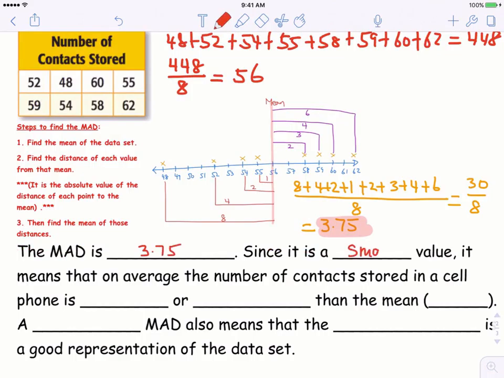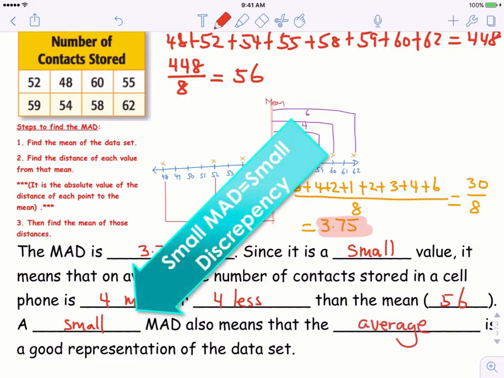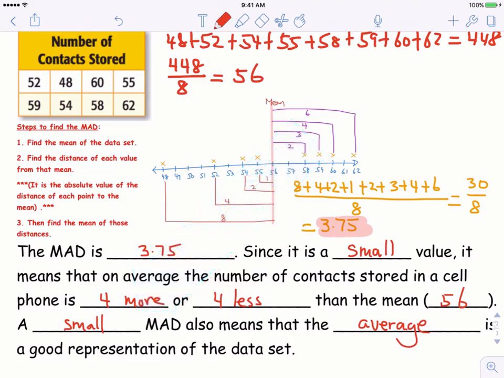Since it is a small value, it means that on average, the number of contacts stored in a cell phone is about 4 more or 4 less than the mean, which is 56 contacts. A small MAD also means that the average is a good representation of the dataset, as it shows that there is a small discrepancy amongst the dataset.